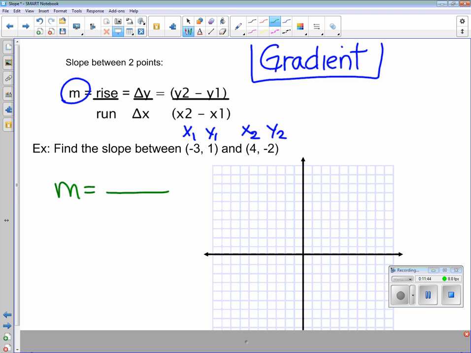-3. And what goes on the top? The y1. So what would it be? Y2 minus y1, so -2 and 1. -2 with 1? Add 1, minus 1. Okay, and at the bottom? And 4 minus -3. Okay. Would you agree with that? He plugged the numbers in.